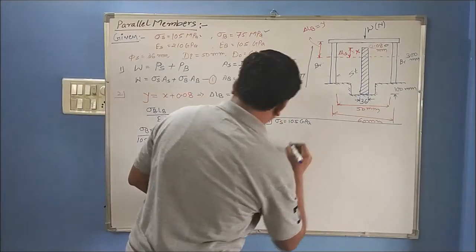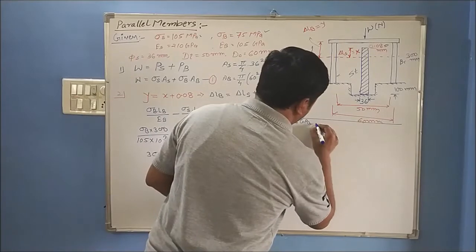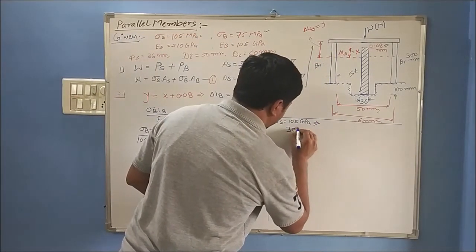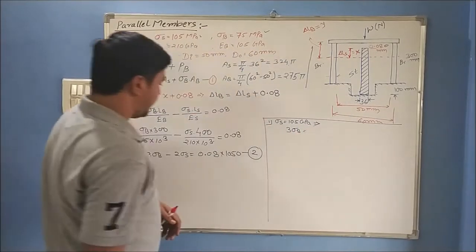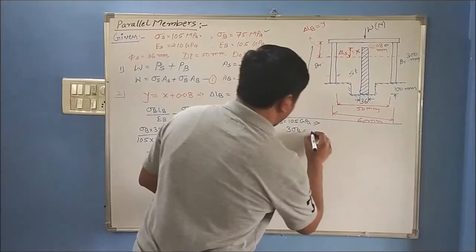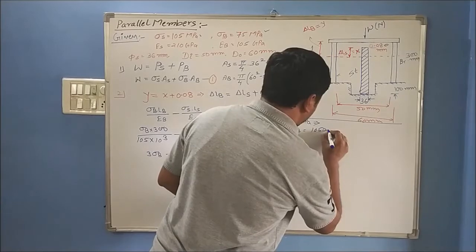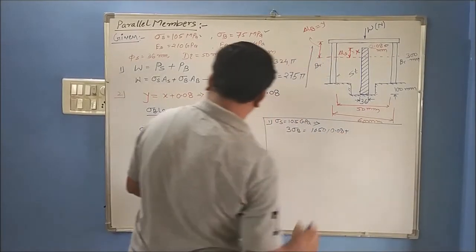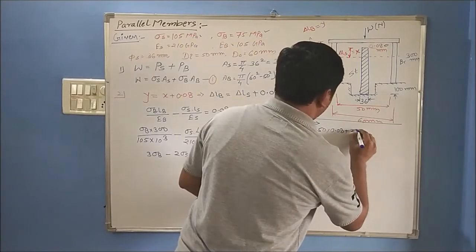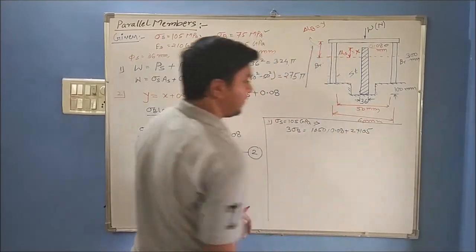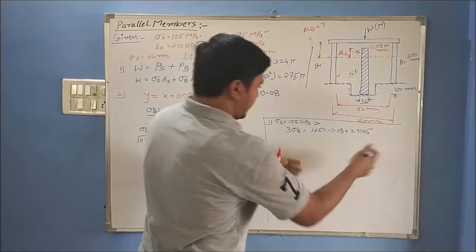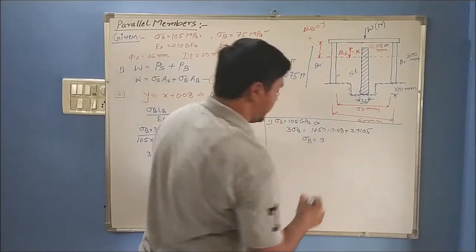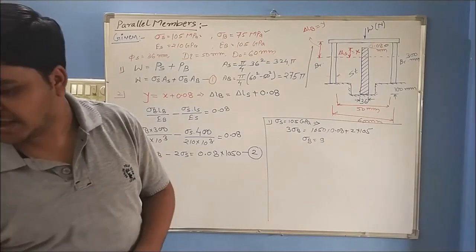Let's do it. So put this here. What will we get by putting it in the equation? From equation 2, this is 3 times stress of brass, that should be equal to 1050 multiplied by 0.08 plus 2 times 105. Okay, so when you solve this equation, you will get the value of sigma of brass as 98 MPa.